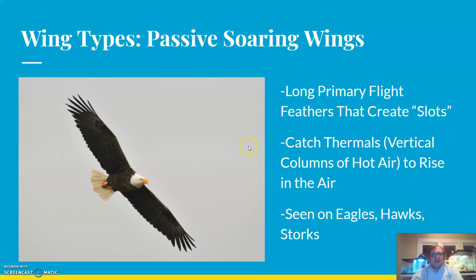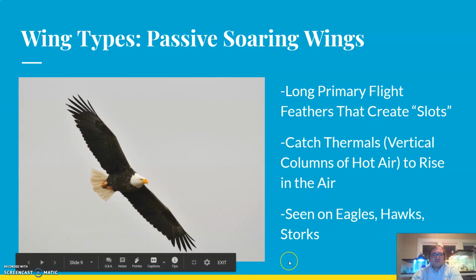Those slots help catch what we call thermals. These are vertical columns of hot air to help these animals rise into the air. So think about if you've ever been driving and you see the hot asphalt, like basically whatever you're driving on, the road itself is hot, it's radiating heat. You might see vultures or other birds of prey soaring up in the air above there. They're catching the thermals. They're basically using that hot air to keep themselves aloft in those areas. So we see these types of feathers on eagles, hawks, and storks.